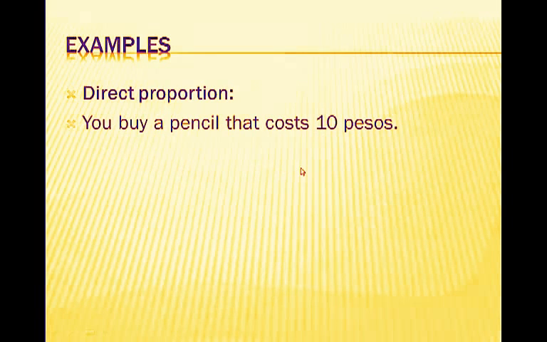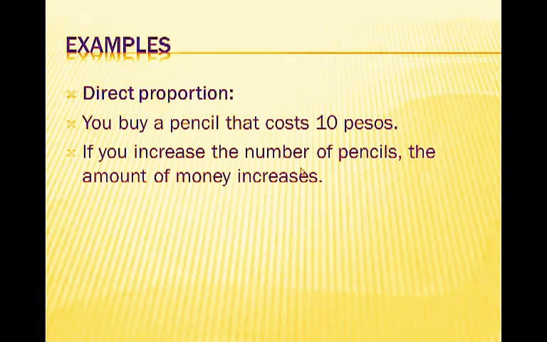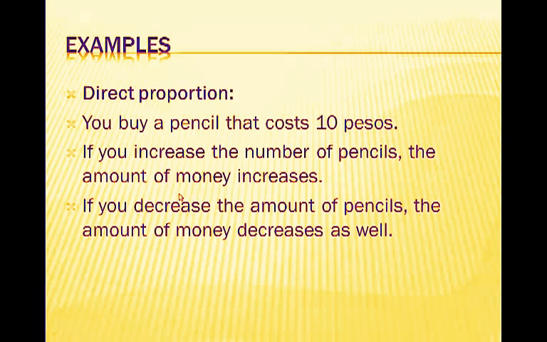For example, with the direct proportion, if you buy a pencil that costs 10 pesos, if you increase the number of pencils, then you will increase the amount of money that you need to pay for it. On the other hand, if you decrease the amount of pencils, the amount of money will be decreased as well.